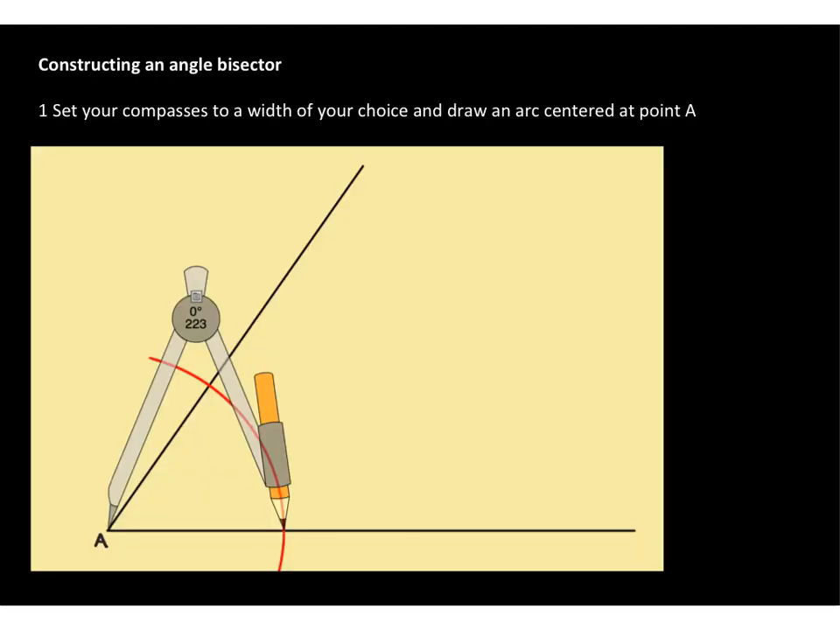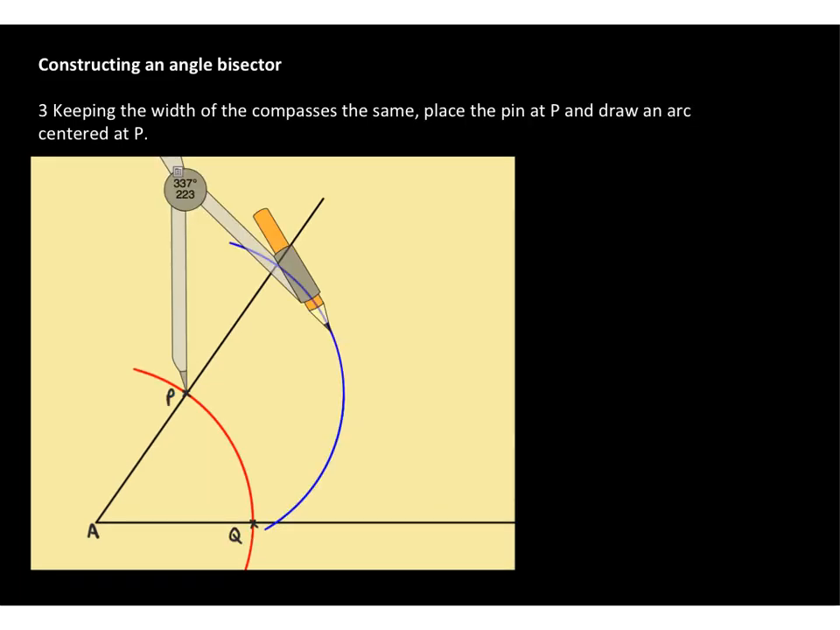So let's review the steps that you have just seen in the previous part of the video. So step 1, set your compasses to a width of your choice and draw an arc which is centred at point A. So you can see the red arc centred at point A in the diagram. Now on your diagram, mark the two points P and Q where the arc you've drawn intersects the two line segments.